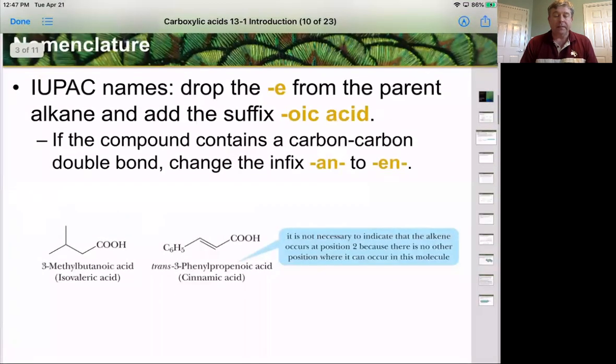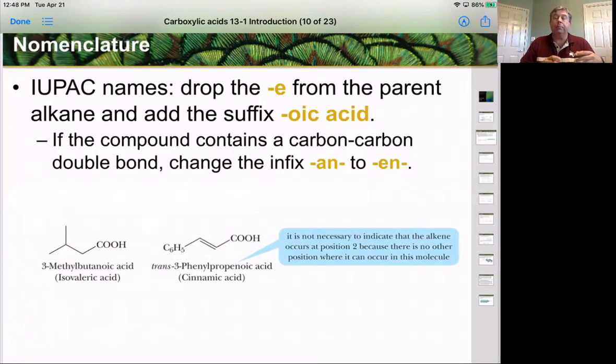So when we start talking about naming carboxylic acids, we typically take the name for the longest parent chain that the carboxylic acid is in, drop the E and add oic acid at the end. For example, if you would have hexane, you would say hexanoic acid. Okay, so you drop the E, add oic acid.